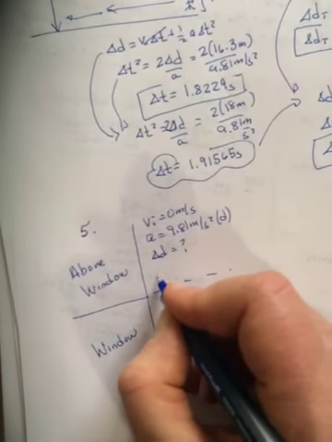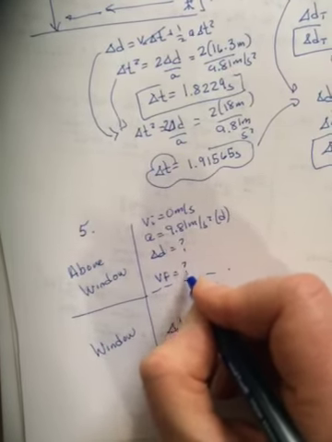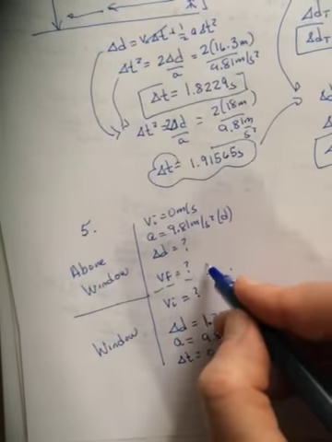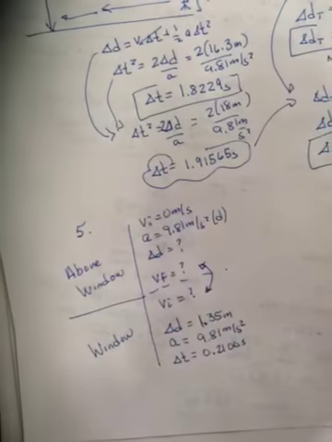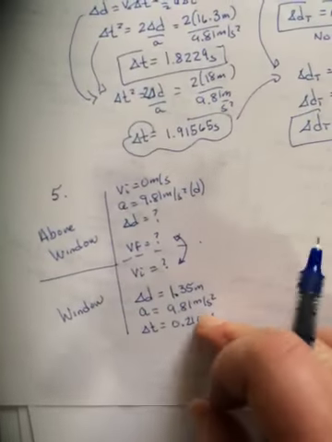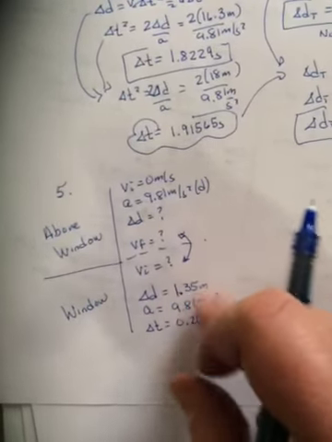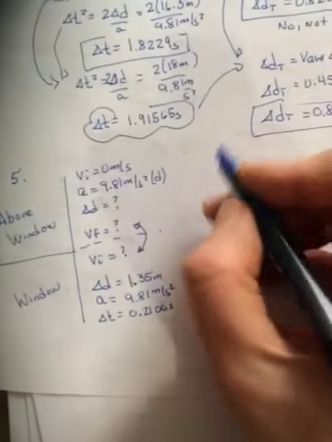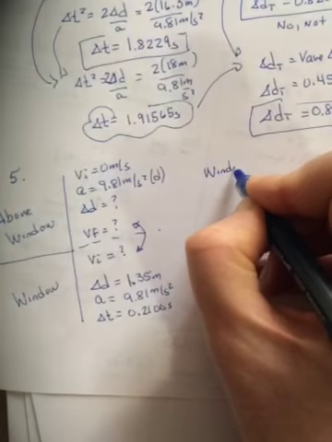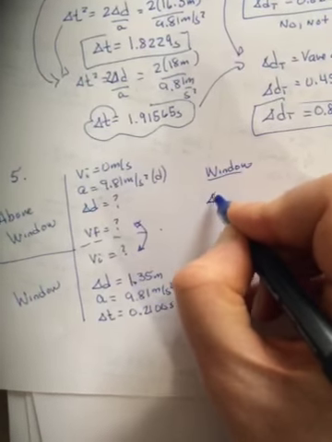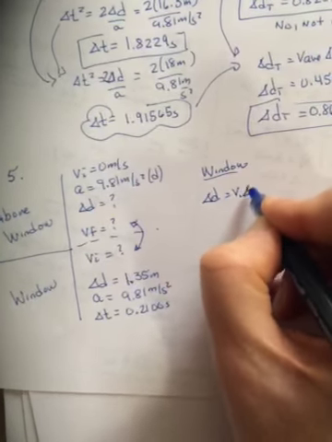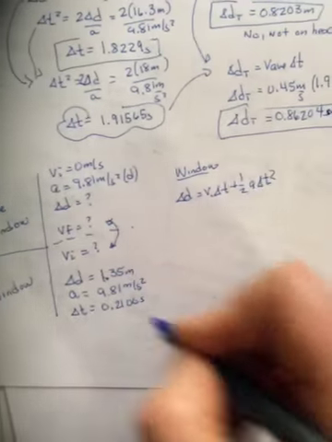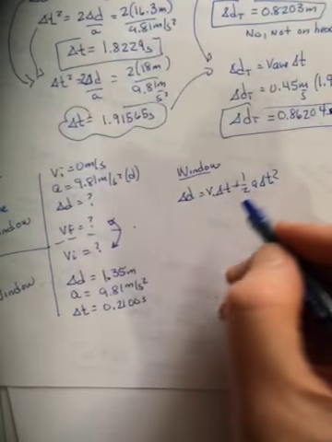And what you know is the VF of this section will be the VI of this section. If you can find one, you will get the other. Where do you start? You should start with the window because you only have one unknown. Once you find that, then you can find the delta D. So with the window, I would use delta D is equal to VI delta T plus 1/2 A delta T squared, because you have the delta D, the A, and the delta T.